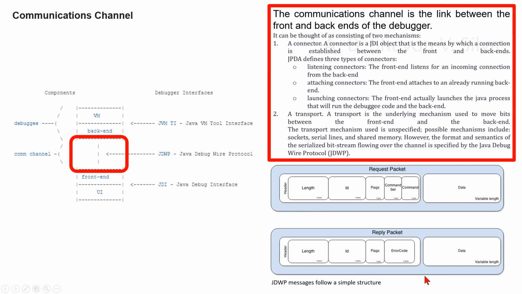This is to make transport easier to implement and abstract. The layout of each packet looks like this. A command packet header: length 4 bytes, ID 4 bytes, flags 1 byte, command set 1 byte, command 1 byte, data is a variable length. Reply packet header: length 4 bytes, ID 4 bytes, flags 1 byte, error code 2 bytes, data variable length.